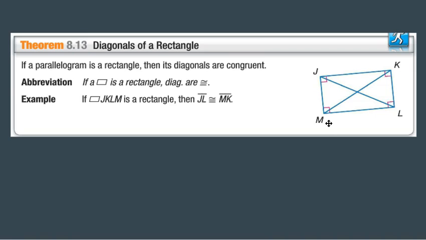Because of that, then I know that side JL and KM, or MK, they must be the same. So if I was to put this line in blue, so darker blue, this line would also have to be blue because they are congruent.